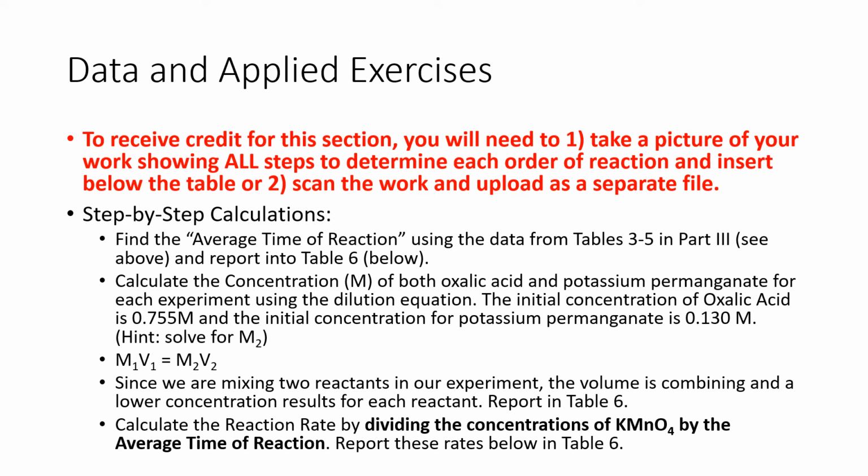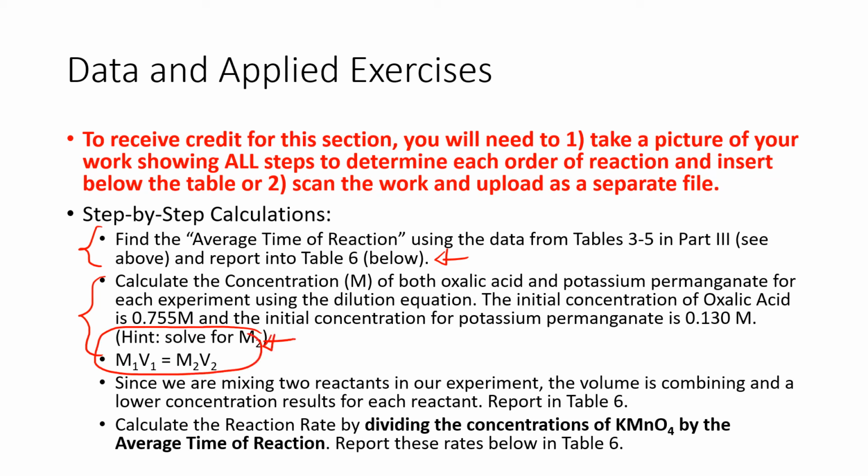Okay, so step by step, first you're going to find the average time of reaction. That's going to use those 4 different trials, the times for each experiment. You're going to use those 4 values, average them out, and report it into table 6. Then you're going to calculate the concentration of both oxalic acid and potassium permanganate for each experiment using the dilution equation. That is this equation right here. And I'm giving you a major hint on exactly what you're solving for.